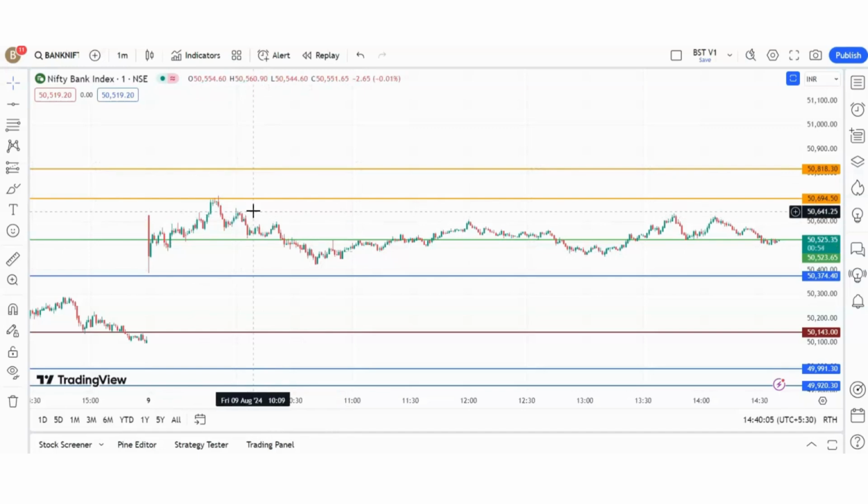Okay, and now if you plot the other levels also, you can see that it is following all the other levels that have been given in the list.